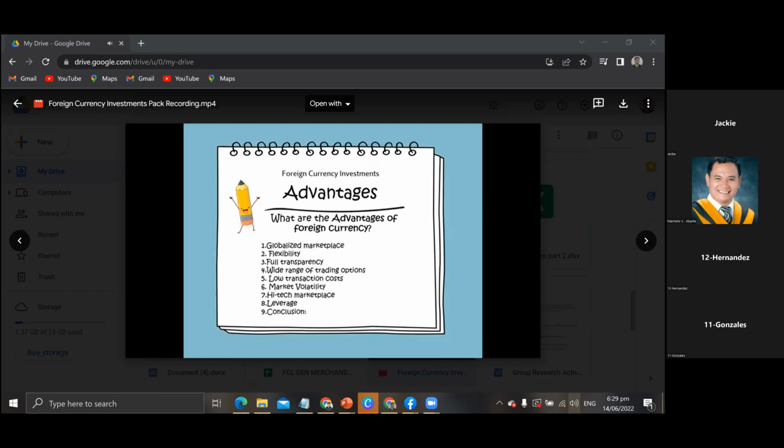Number three, full transparency. Markets are usually not immune from unscrupulous practices like insider trading and other malpractices that tilt the advantage toward a few, to the detriment of a vast majority of individual investors.